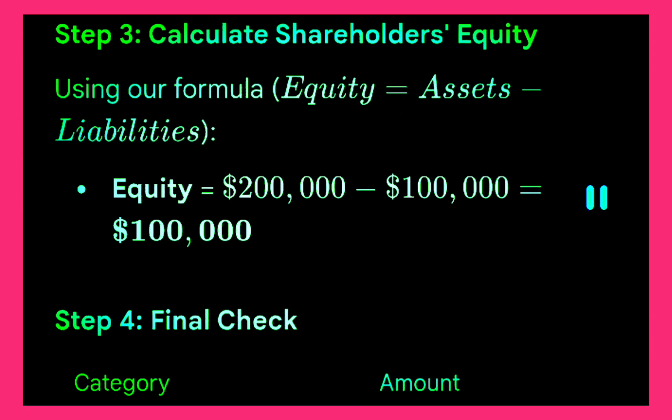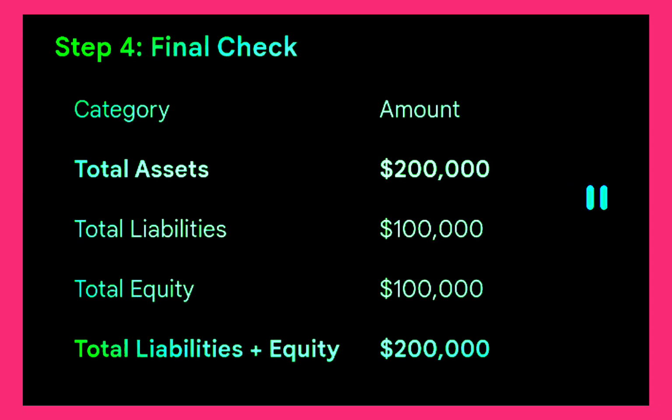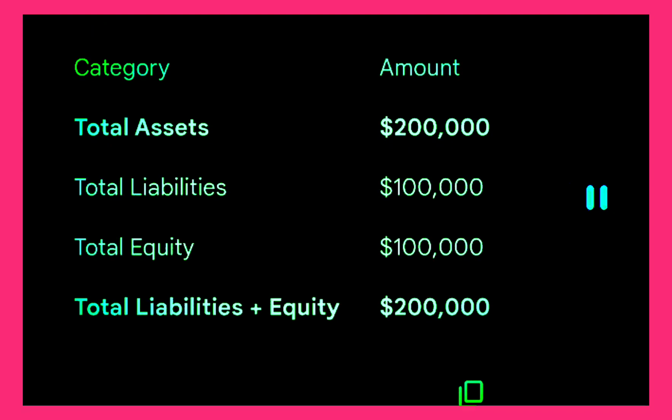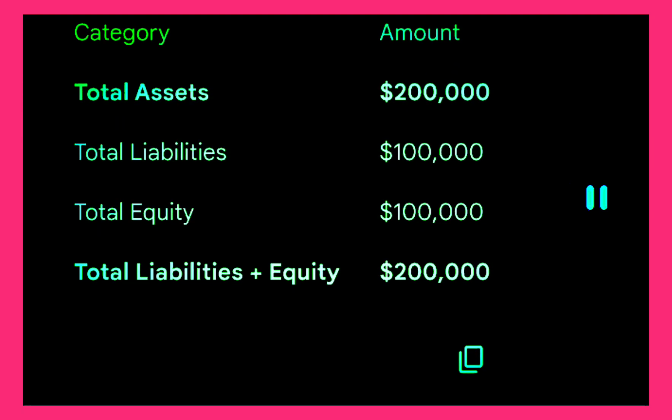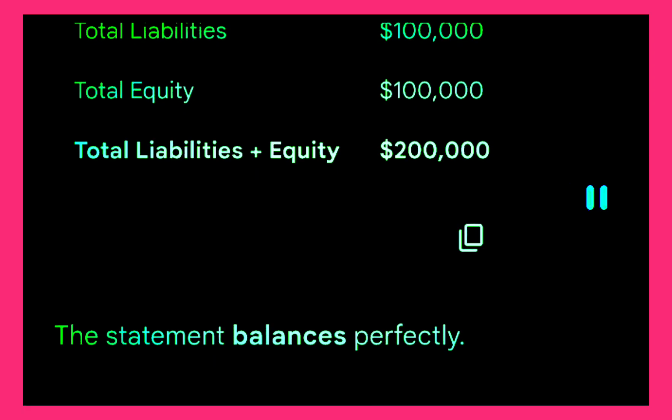Step 4. Final check. Category, amount. Total assets $200,000. Total liabilities $100,000. Total equity $100,000. Total liabilities plus equity $200,000. The statement balances perfectly.